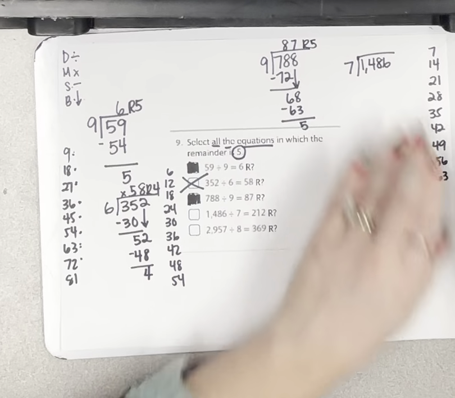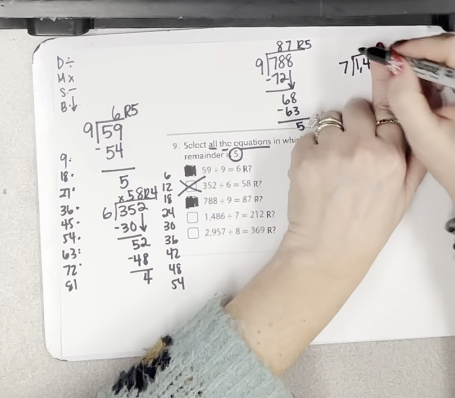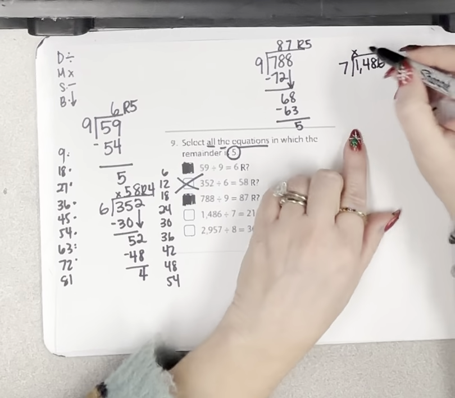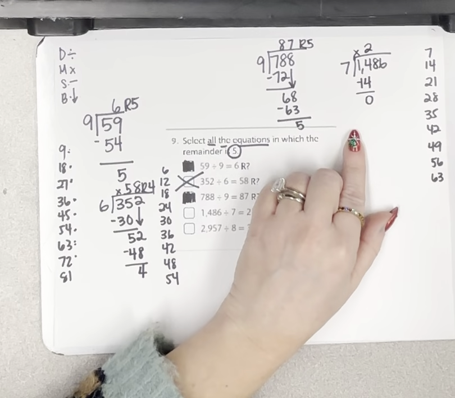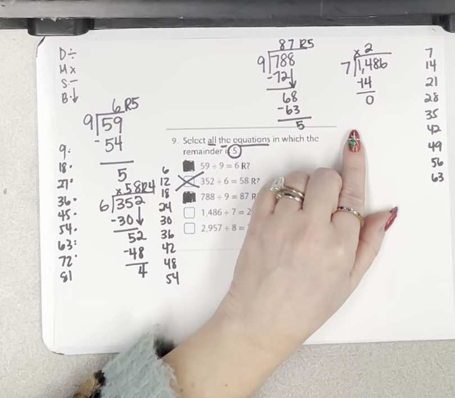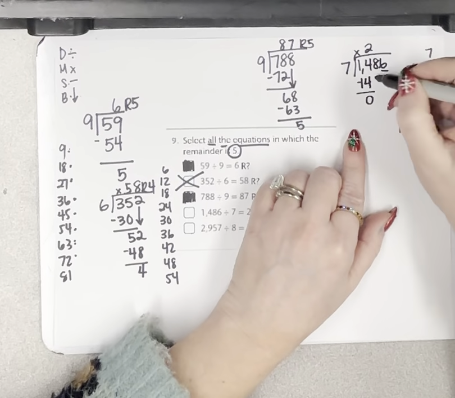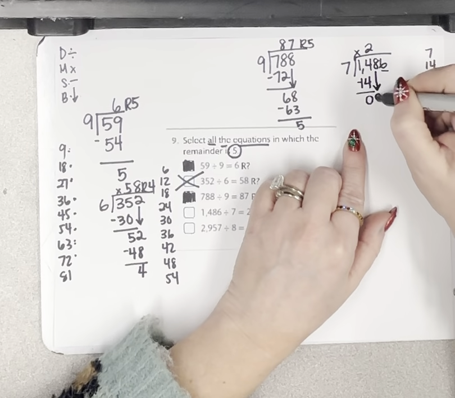56, 63. So, I can do 7 divided by 14. I know that that's 2. 14, and yes, I have come upon a 0, but remember, I have to work it out until the ones place. So my next step is to bring down.